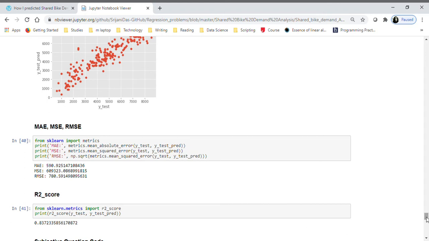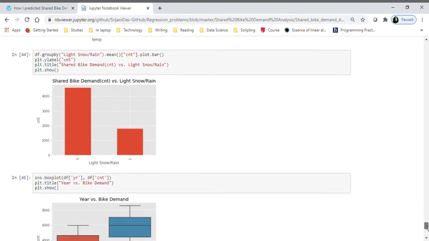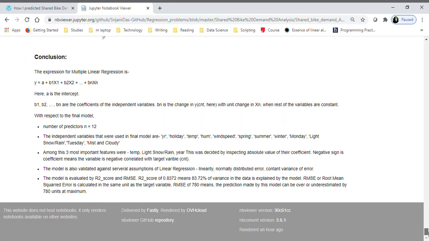Next, we have the R2 score, which is nothing but the R squared value. The R2 score has been 0.837, meaning 83.7% of the variance of the target variable, that is the shared bike demand, has been explained by our linear regression model. Next, we have some subjective questions that I just explained a little bit.